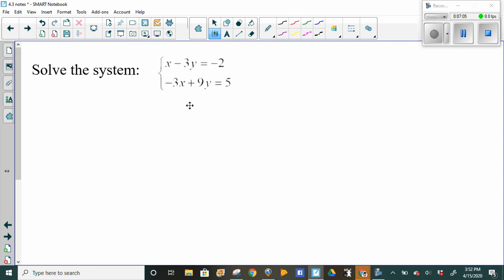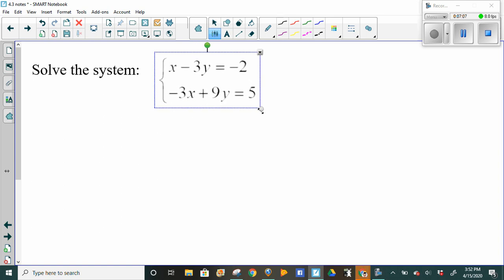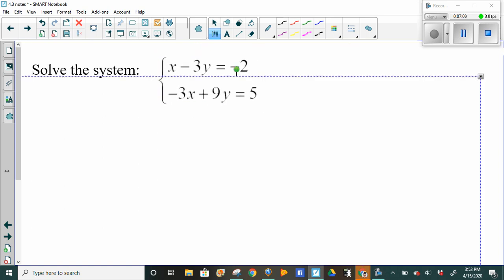All right, so let's try another one. So let's make this a little bit bigger. All right, so what I do here is I look at the 2 equations. So I look at these 2 and I see that I have a 1 right here. So I have 1x and -3x. Then I have -3y and +9y.